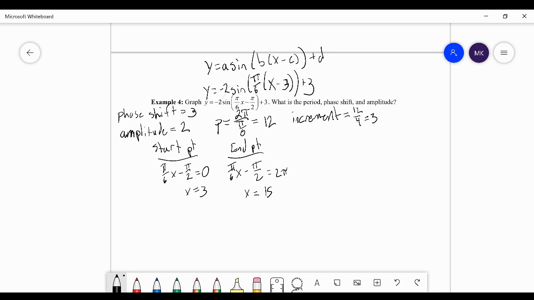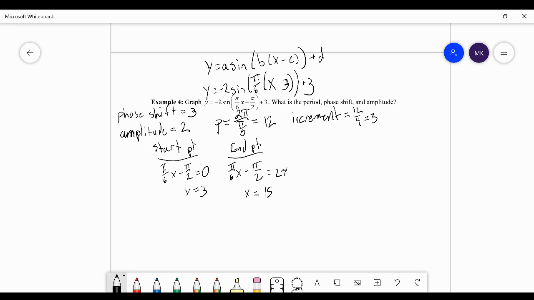We know that sine and cosine functions start at 0, and so I need to use my phase shift. That tells me where to start. So if I normally start at 0, but my phase shift is 3, I'm moving to the right 3 units. That means instead of starting at 0, I'm going to start at 3.